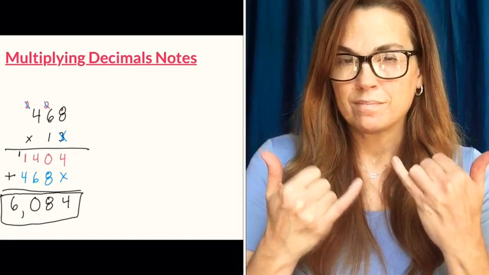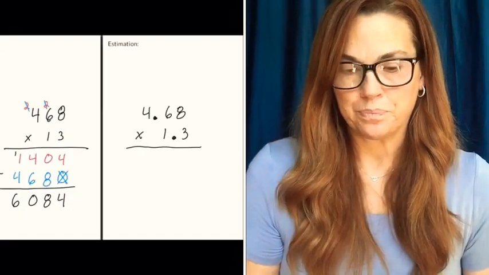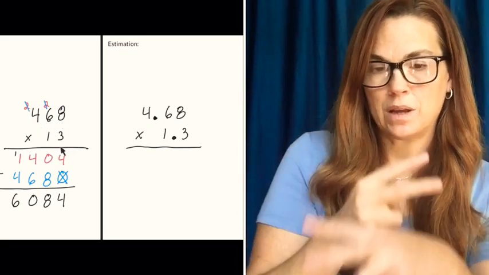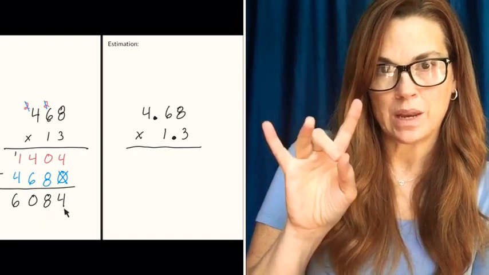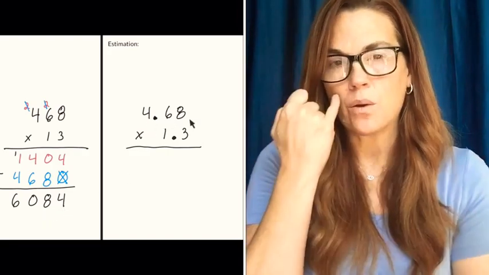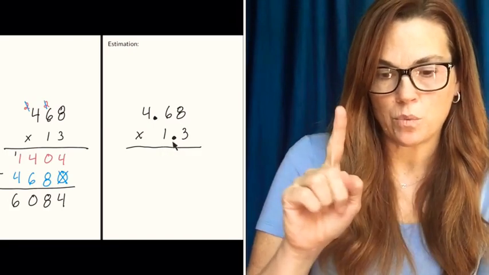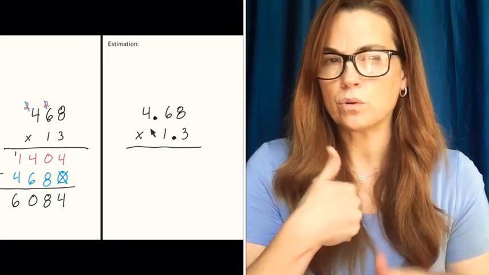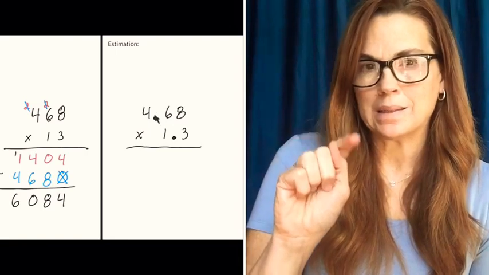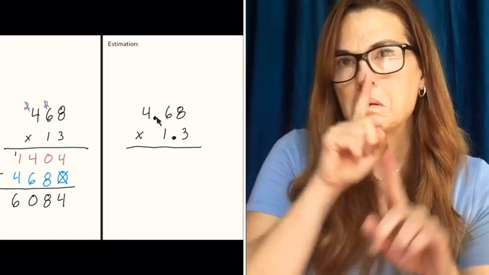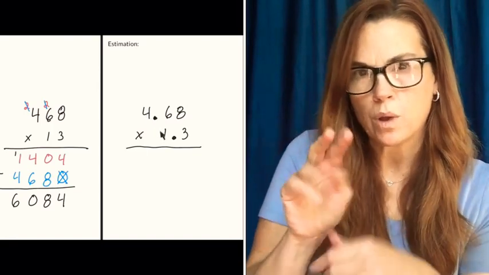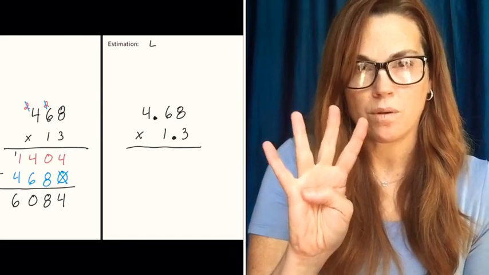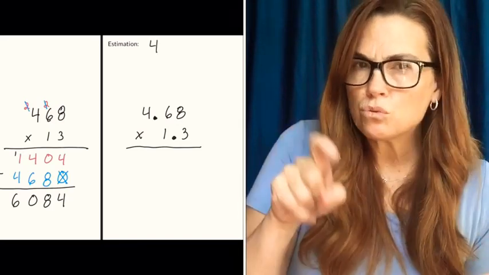Okay, so now let's look at it if there were decimals in the problem. Just a second ago, we did 468 times 13, which gave us 6,084, but now I have 4.68 times 1.3, so we added that decimal factor into it. Before we do anything, I want to make an estimation. Looking at this, if I just multiplied the whole numbers, 4 times 1, it should be close to 4. So my estimation is going to be close to 4.